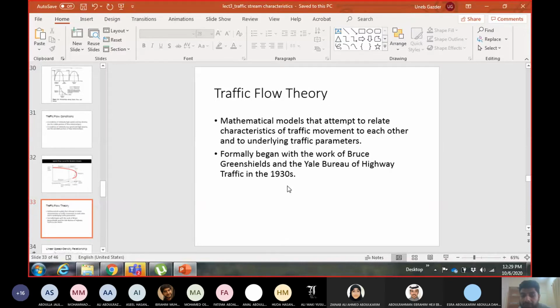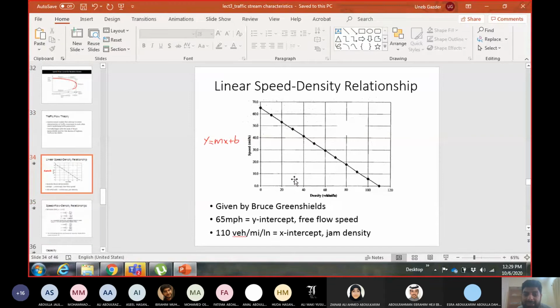Okay, so Bruce Greenshields said that speed and density follow a straight line equation. So you can see the straight line equation. Okay, so you can see the maximum speed here, which is free flow speed. You can see the maximum density here, which is the jam density, and between them we have a straight line. Okay, so when you reach jam density, speed is 0. When you reach free flow speed, the density is 0.